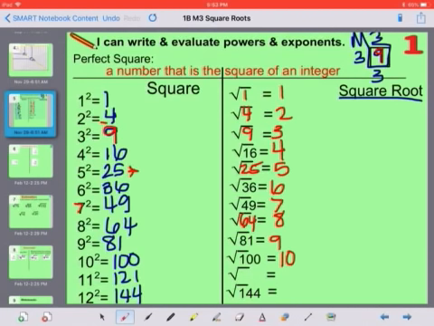The square root of 121 over here would be 11, because 11 times 11 is 121. And then finally, the square root of 144 is 12. These are our square roots of perfect squares. We're going to use these numbers to help us out.